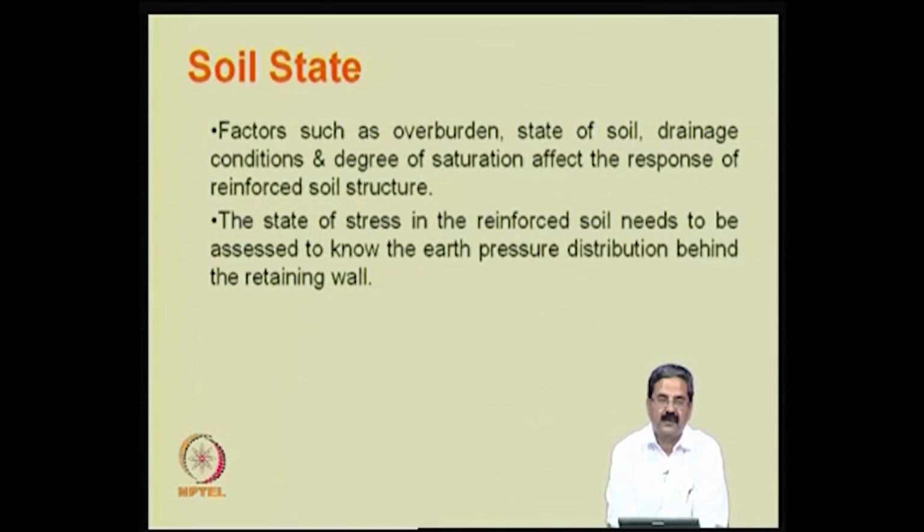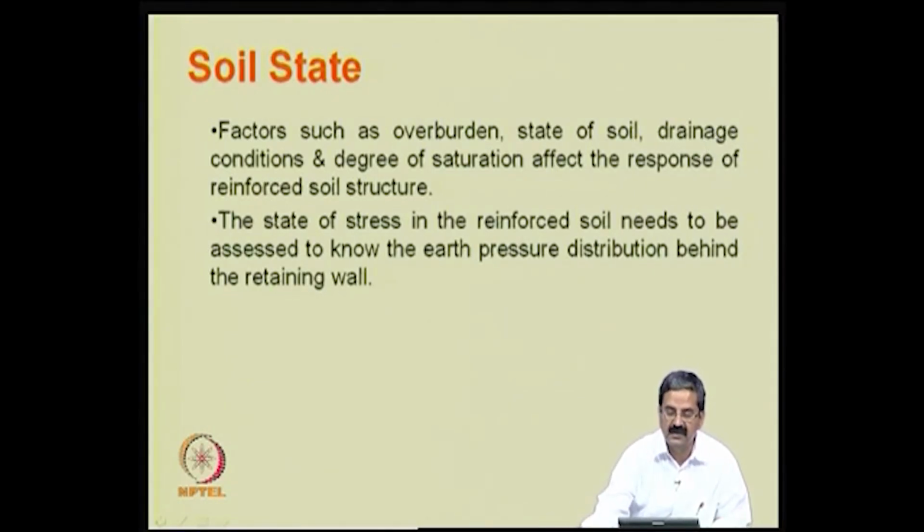Why? Because in design, people have developed design methods based on this. If somebody is using a steel reinforcement, they say if you want to calculate earth pressure, use K naught into gamma h, but if you are using a geotextile reinforcement, they say use Ka into gamma h. So, that is the difference it could make in the case of the state of the soil.